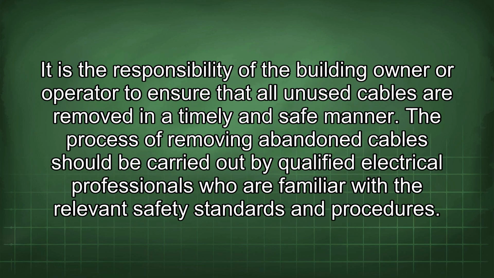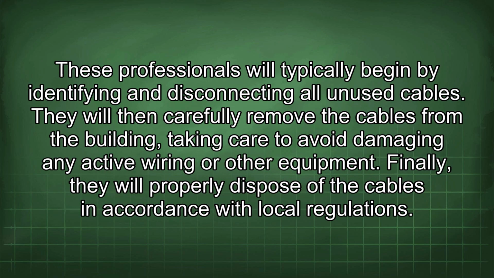It is the responsibility of the building owner or operator to ensure that all unused cables are removed in a timely and safe manner. The process of removing abandoned cables should be carried out by qualified electrical professionals who are familiar with the relevant safety standards and procedures. These professionals will typically begin by identifying and disconnecting all unused cables. They will then carefully remove the cables from the building, taking care to avoid damaging any active wiring or other equipment. Finally, they will properly dispose of the cables in accordance with local regulations.